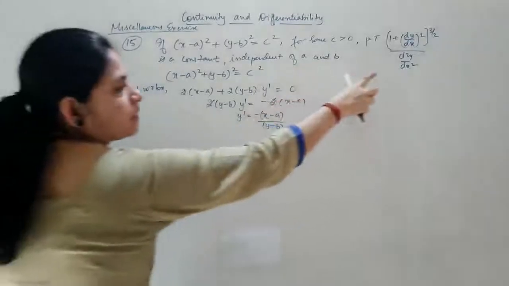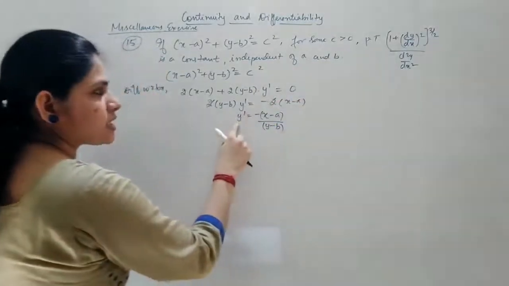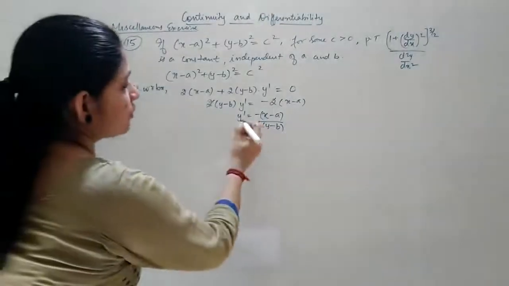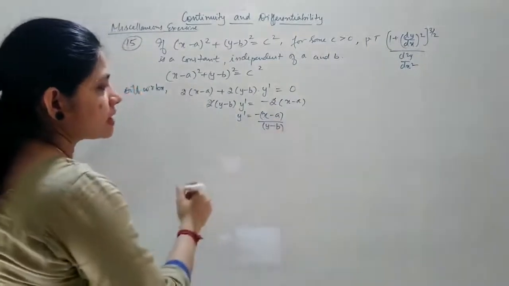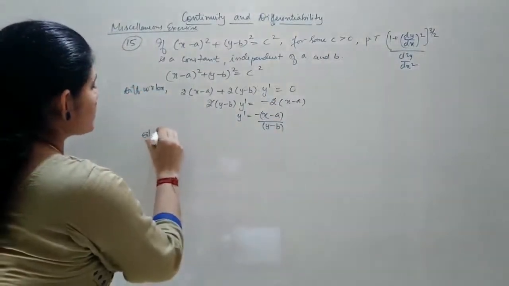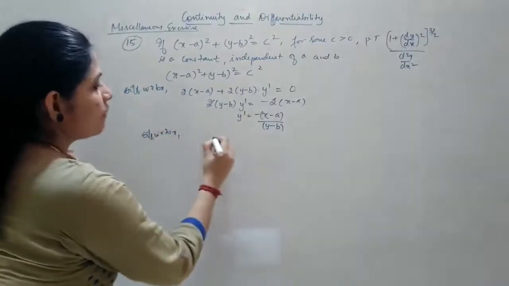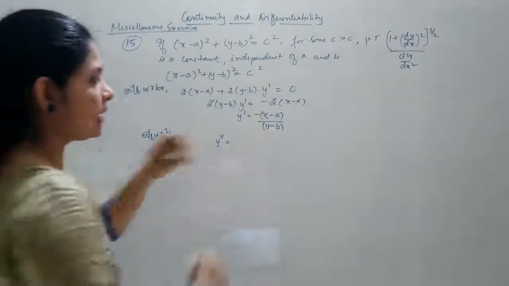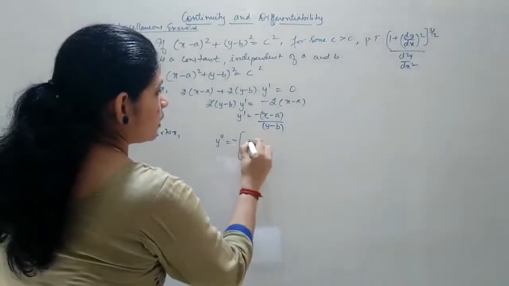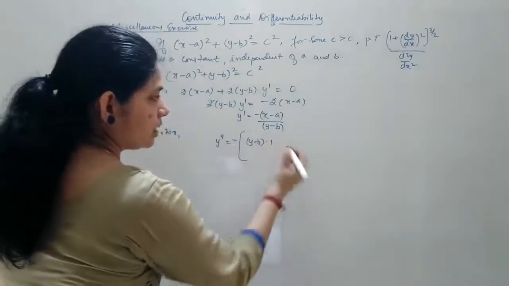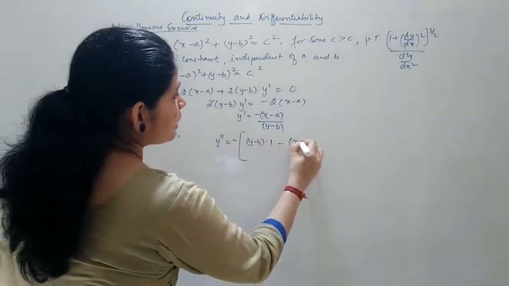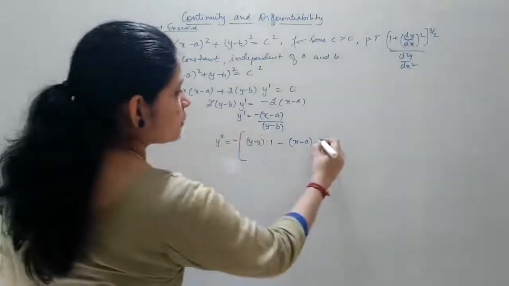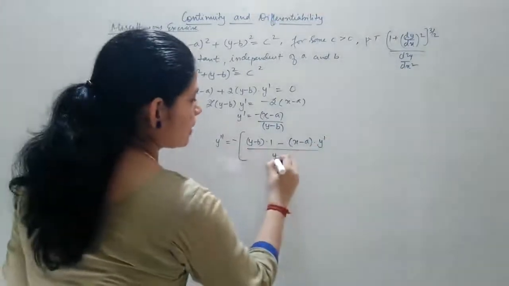Now we will find out the second derivative, because in the question you need dy by dx, which is this, as well as the second derivative. So y dash is equal to minus of (x minus a) by (y minus b). Now you are again differentiating with respect to x, so that you will get y double dash on the left hand side, and we will use the quotient rule on the right hand side. So minus of denominator into derivative of numerator, which is 1, minus numerator into derivative of denominator, which will give you again y dash, divided by (y minus b) the whole square.